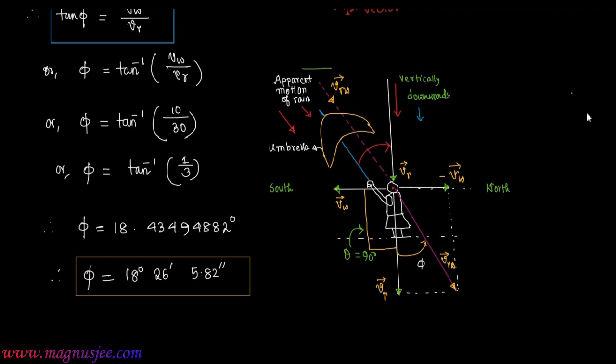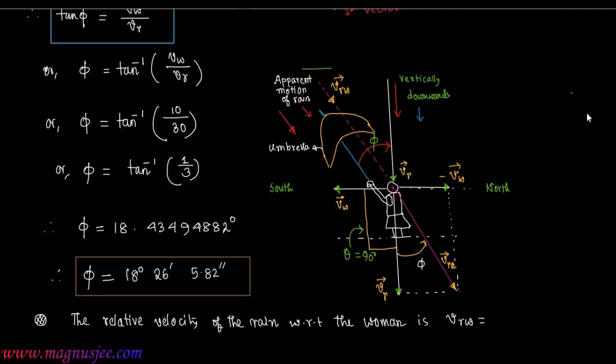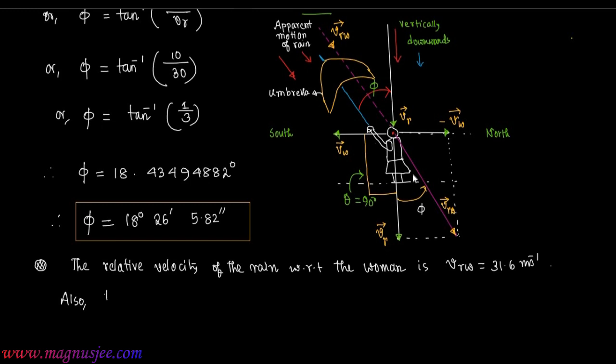We can denote the vertically opposite angle as phi in the diagram. Then we can say that the relative velocity of the rain with respect to the woman is given by VRW equal to 31.6 meter per second.